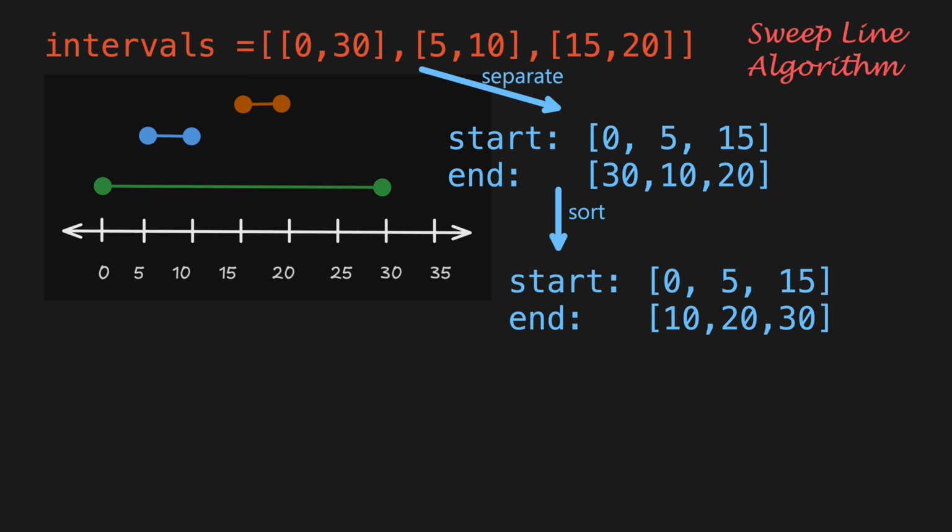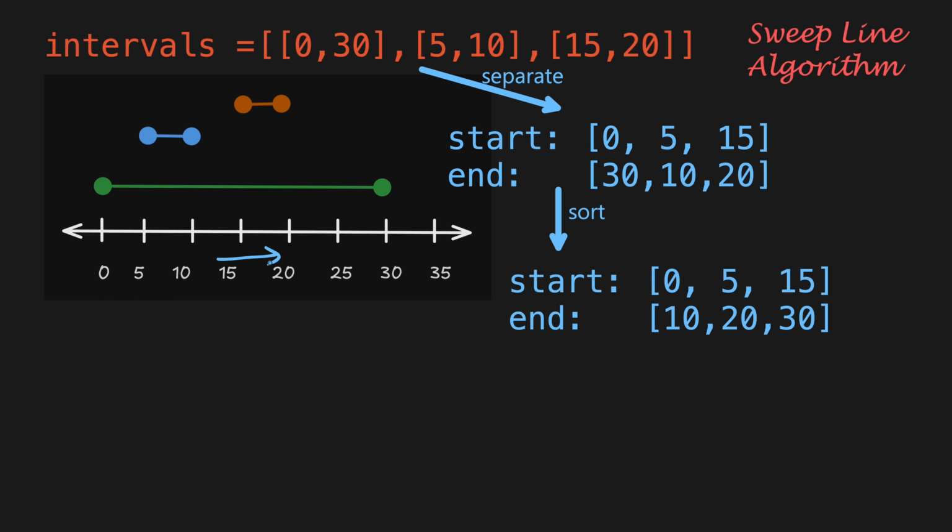But here, we also want to know when we encounter the end times. So, we should sort these arrays independently in the ascending order. Now, we can iterate on these two arrays using a two-pointer approach, simulating the processing of each event in the order of time following a sweep line algorithm.